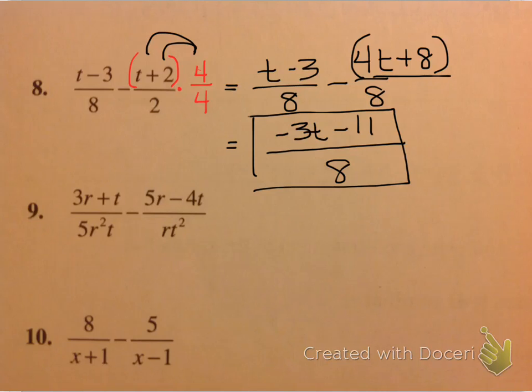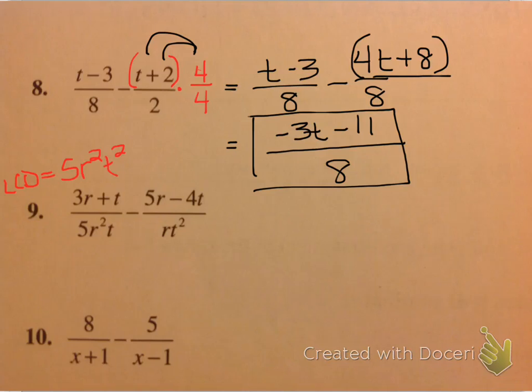Now let's look at the second one. Again, I would have to get common denominators. So if we look at our denominators, I have 5r squared t, and I have rt squared. So my common denominator has to have the 5, it has to have r squared, and it's going to have a t squared.